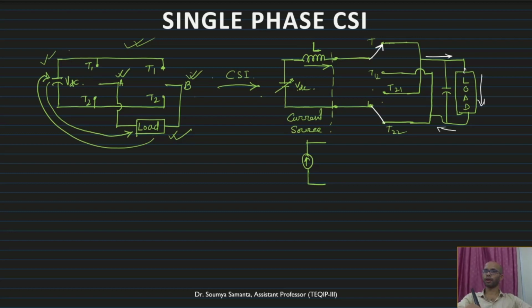Sorry, here it will be connected to this. So these two are shorted and these two are shorted. So it will return here, and it will return back to the source. Fine. So this is the direction of the current. This is the flow of current for this particular conduction mode.